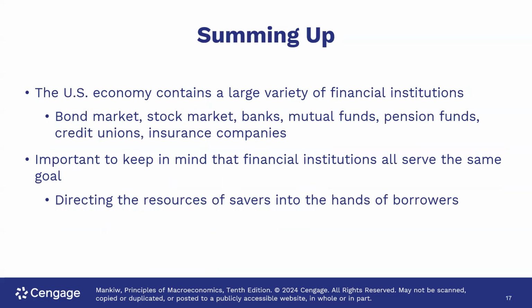Okay, summing up, the U.S. economy contains a large variety of financial institutions, like the bond market, stock market, banks, mutual funds, pension funds, credit unions, and insurance companies. It is important to keep in mind that financial institutions all serve the same goal: directing the resources of savers into the hands of borrowers. All right, so this is the end of the first part of chapter 13.